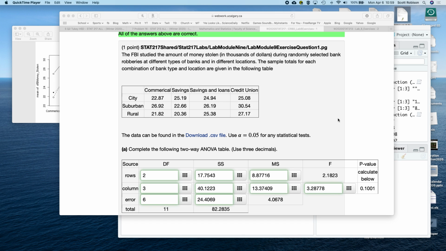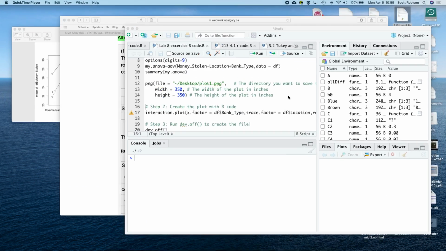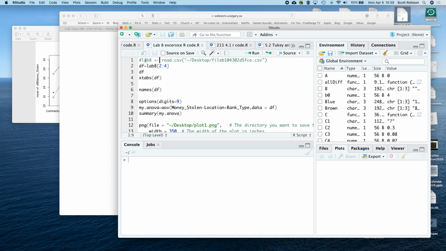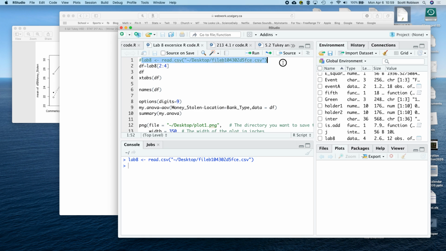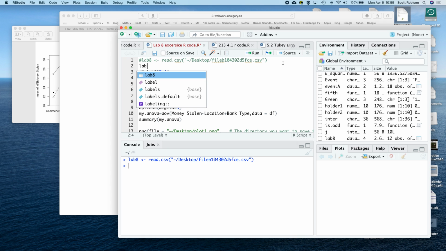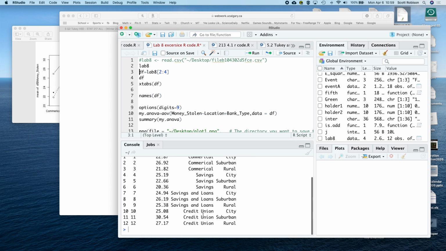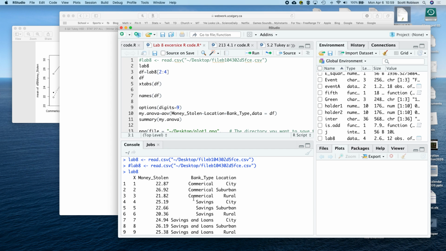Lab 8 exercise here. You can download the data from this data file, which I've done here. I called the data Lab 8. And perhaps it's nice to see what the data looks like after you've downloaded it. So here I already have stacked data.